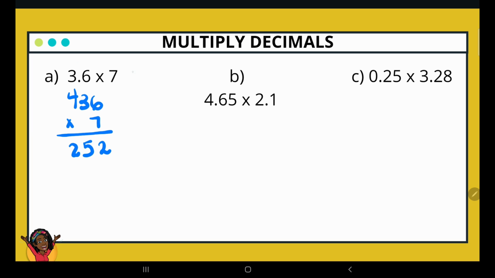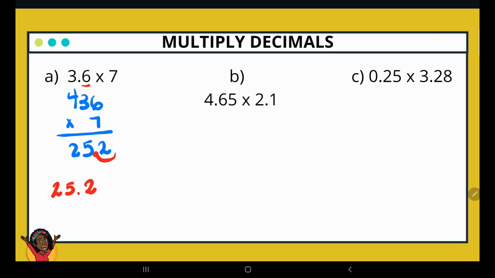Now we go back to our original numbers and count the number of decimal places we have. So here we have 1 decimal place. I have none here, so I'm going to move that many places in my answer. So starting on the right-hand side, I'm moving 1 decimal place for a final answer of 25.2.